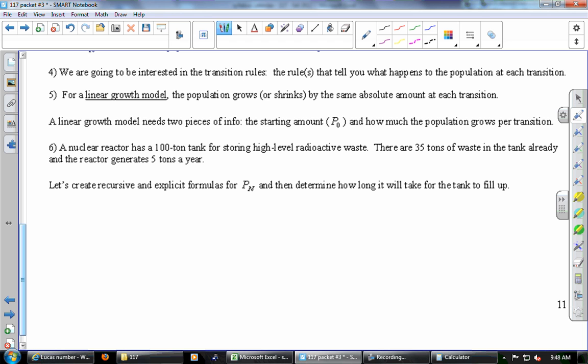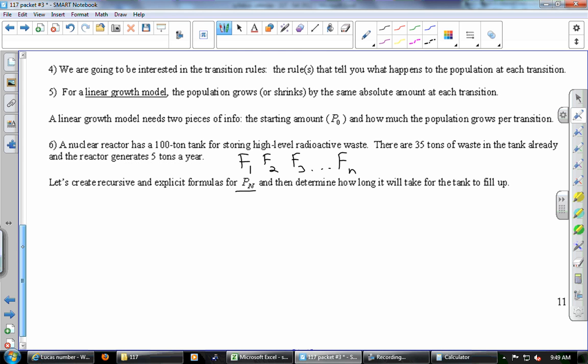Okay, so we got some given problems here about this nuclear reactor, and we're going to write down a formula for this thing called P sub n. Now, P sub n is supposed to kind of remind us of the Fibonacci notation that we had before. F1, F2, F3, and then one of the things we did that was real tough last class was try to generalize to something called F sub n, some general number out there somewhere in the list.